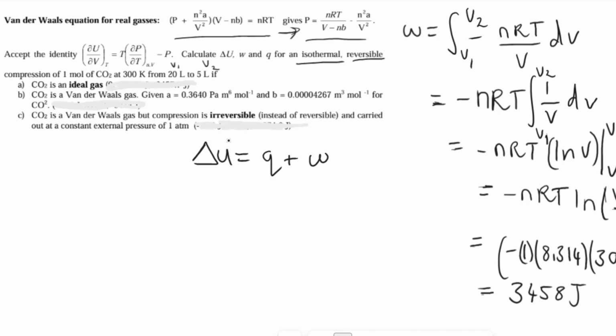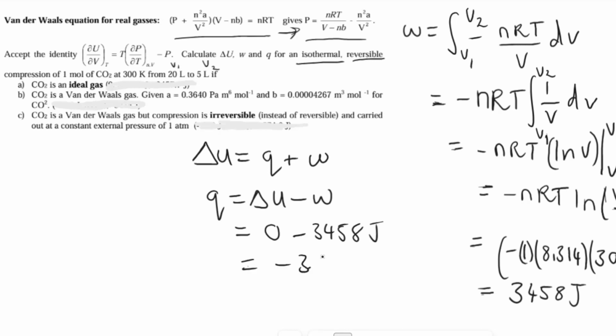This guy here, we just calculated, it's 0. And then we can just write heat as the subject of the formula. We say Q is the same as delta U minus W. And then what is delta U? Delta U is 0, minus W is minus 3,458 joules. And that is your final answer. Okay, after writing it like this, we are done. We move on to part B.